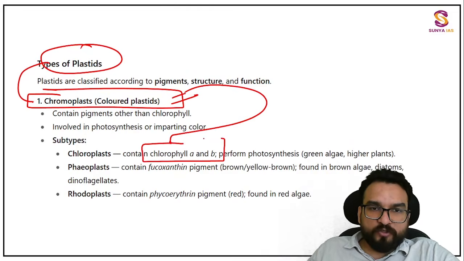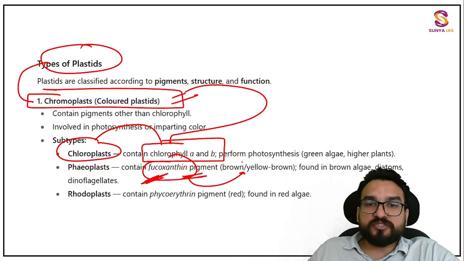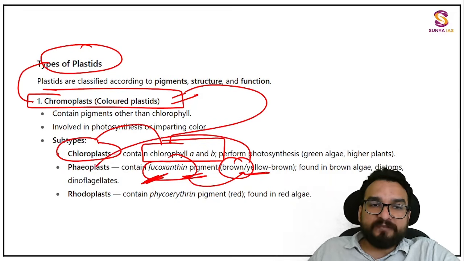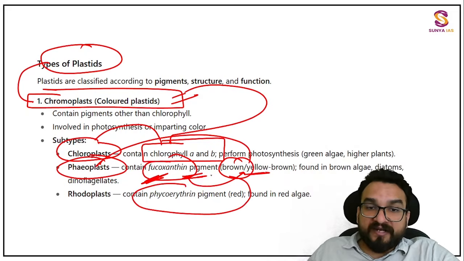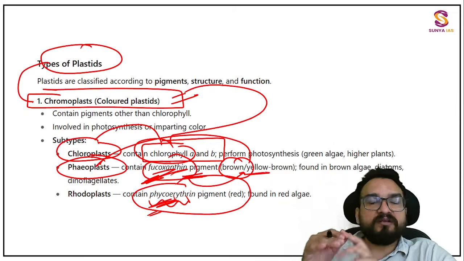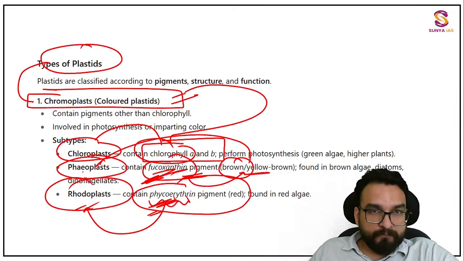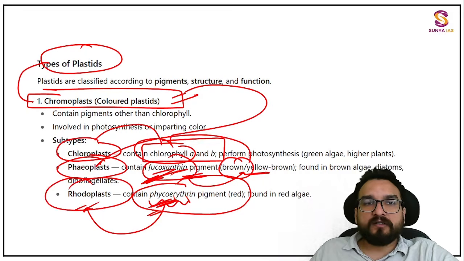Those pigments where chlorophyll A and B are present are known as chloroplast. Those pigments where fucoxanthin, you have to remember this, fucoxanthin pigment is present, responsible for brown and yellow brown, are basically pheoplast, and those pigments where red pigment is present, that is phycoerythrin. Fucoxanthin and phycoerythrin. Look, chlorophyll everybody remembers, but fucoxanthin and phycoerythrin very few will be remembering, and it will be giving you the rhodoplast, red color. Remember it by heart.